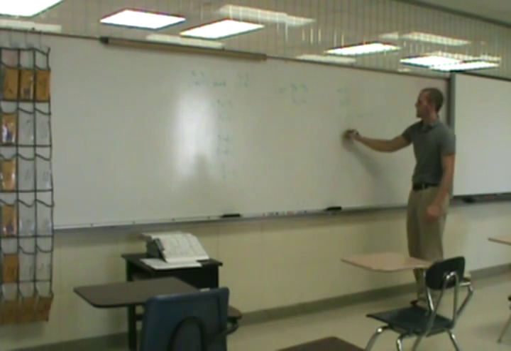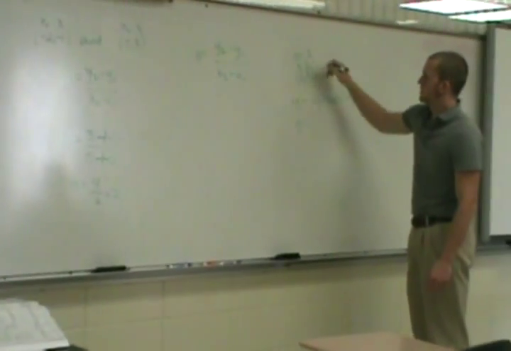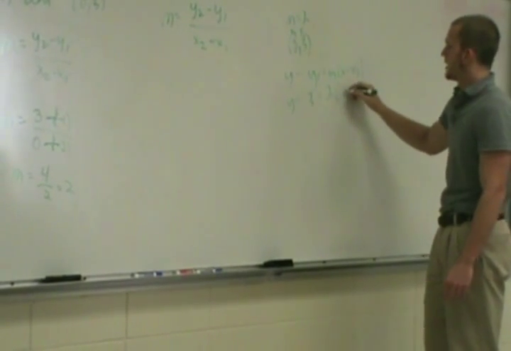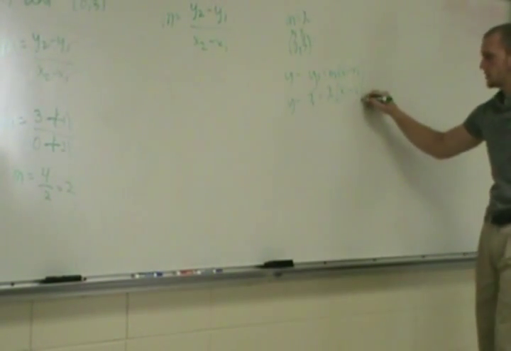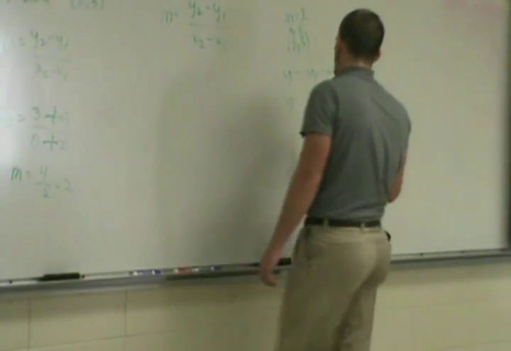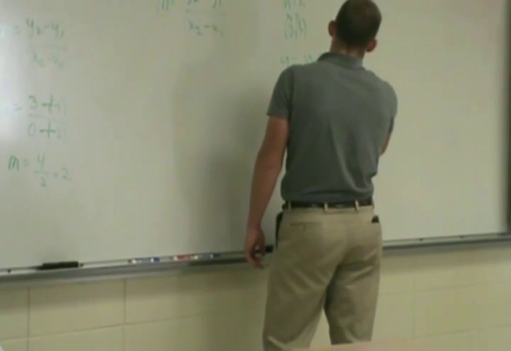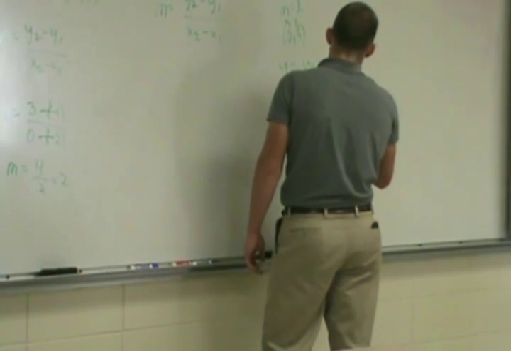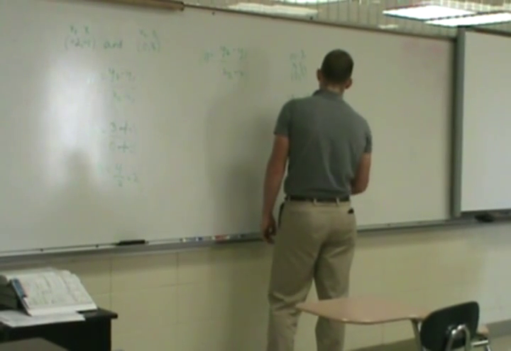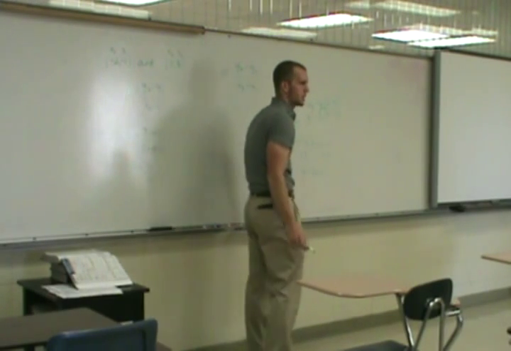So we plug it in. We have y minus y1, which is 3, equals the slope, 2, times x minus x1, which is 0. Now we have y minus 3 equals, we distribute our 2, 2x minus 0. And then our last step, we add 3 on both sides, and we get y equals 2x plus 3.